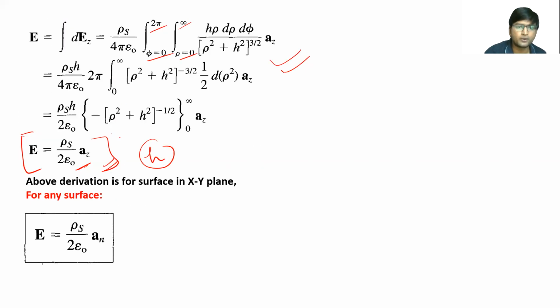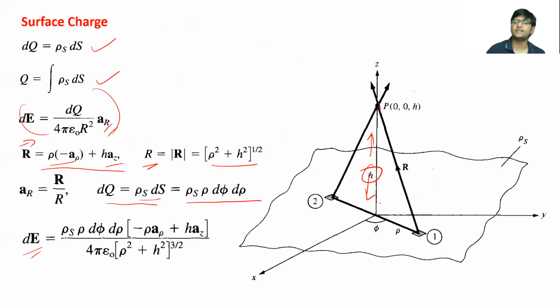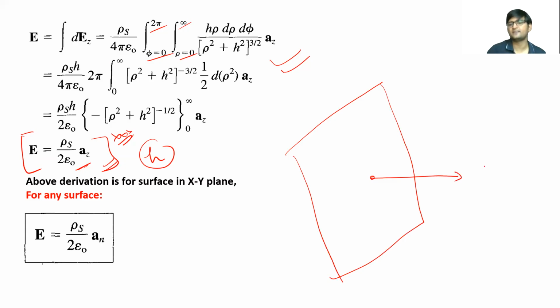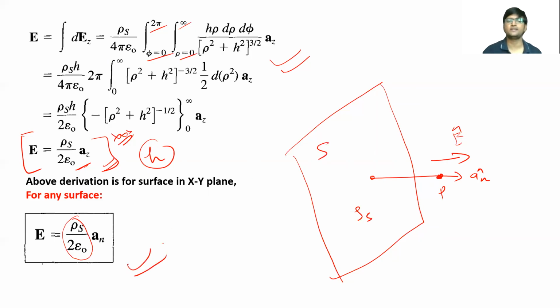So this is a very important formula you have to remember: rho s upon 2 epsilon, and the direction will be a_z. Since this surface was taken in the xy plane, if you take any surface in any plane, and suppose this surface has a unit normal vector a_n, then at any point the electric field will have the magnitude rho s upon 2 epsilon naught, if the surface charge density is rho s, and the direction of the electric field is always going to be the normal of this surface S, right? So this is what is written here for any surface.